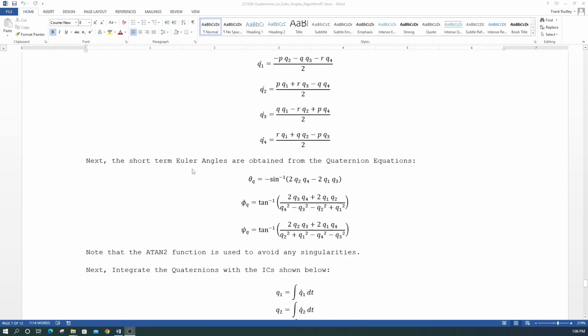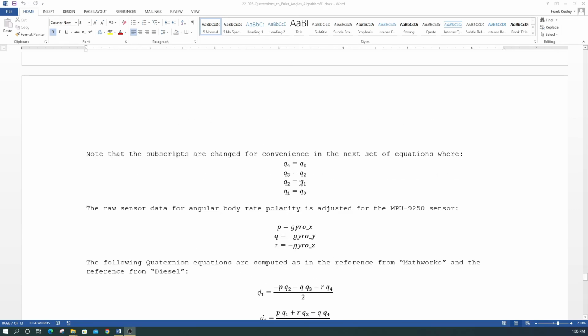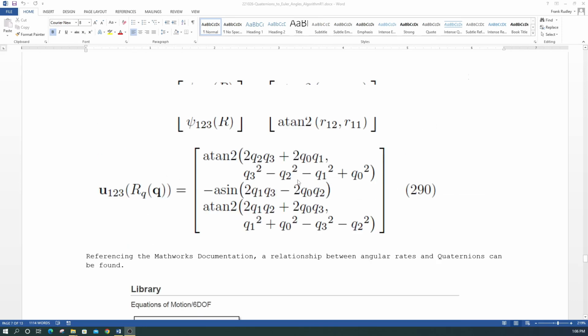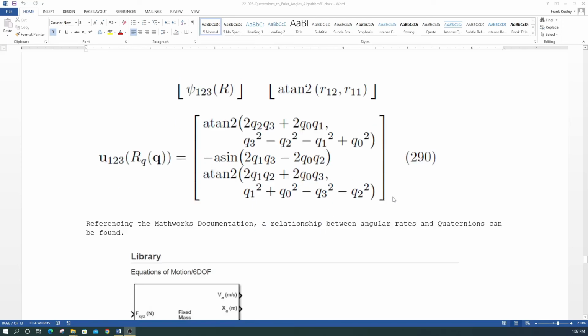So next, the short-term Euler angles are obtained from the quaternion equation. Going back to the Diable document, these come out of equation 290 that was in that.